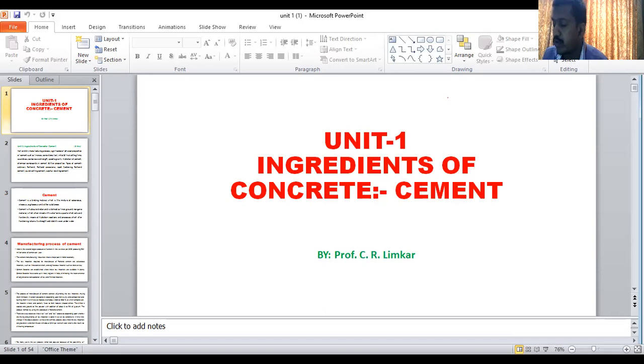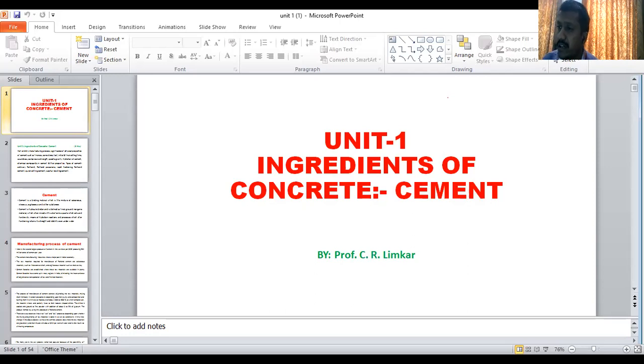After compacting, you are going to cure it for 3 days, 7 days, and 28 days. After curing, you are going to test that small cube in your compression testing machine, that is the CTM, and identify how much load it takes. So load divided by the area on which the load is acting will give you the compressive strength.